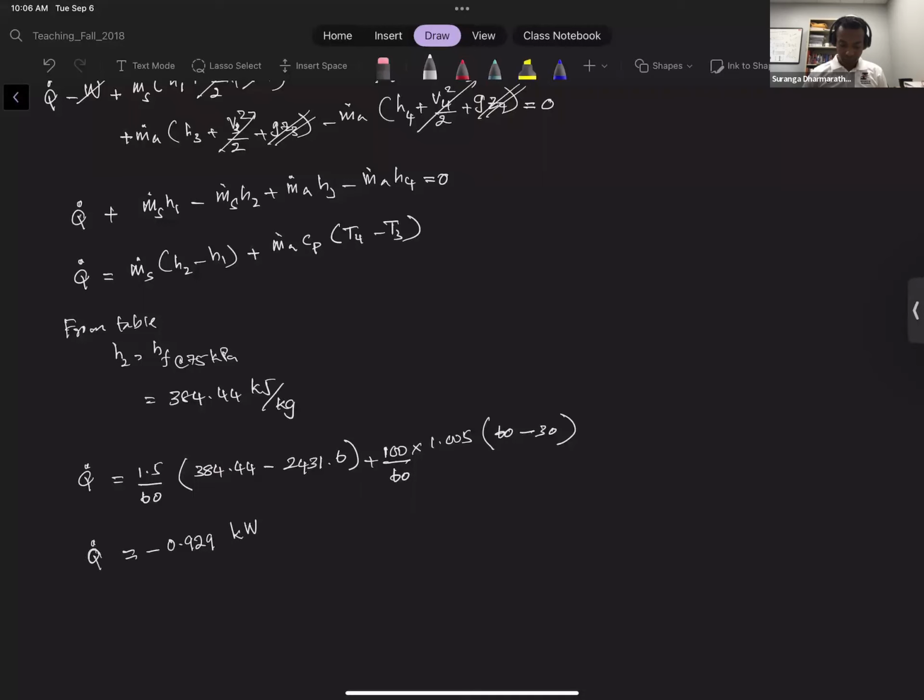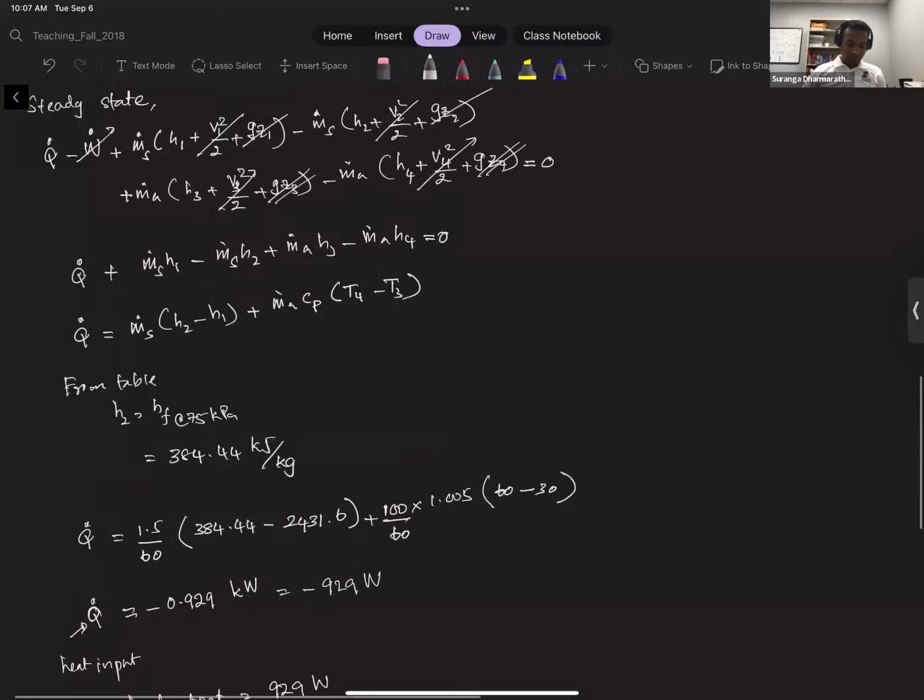So this term actually represents heat input. So heat input is negative 929 watts. And what is the heat output? Heat output is 929 watts. The heat input is negative, which means it's actually heat output.